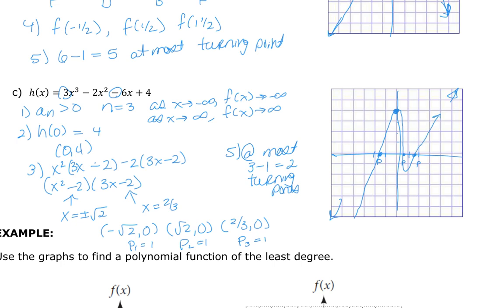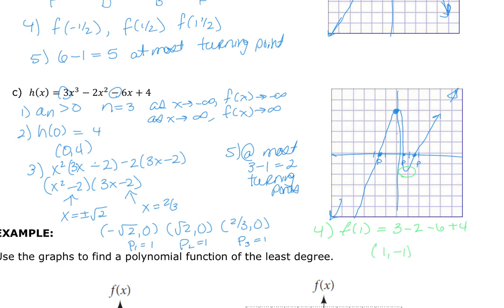Now, the point that I would probably want to do is this one. So for number 4, let's do f of 1. So I get 3 minus 2 minus 6 plus 4. So I have 3 minus 2, which is 1, minus 6 is negative 5. So negative 5 plus 4 is negative 1. So the point is (1, negative 1).